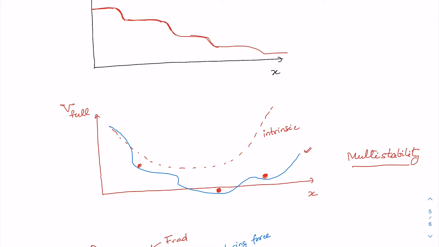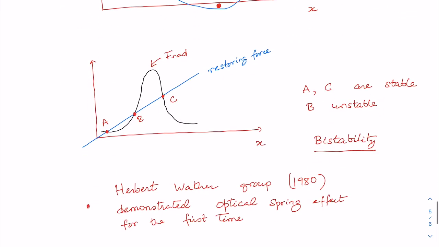And based on this, we discussed that we obtain the phenomenon called multistability, because we can have a number of local minima. Also, we saw that the restoring force and the radiation pressure force in a typical cavity optomechanical system may balance at some points. For example, here in this figure, at points A, B, and C, the radiation pressure force is exactly equal to the restoring force.